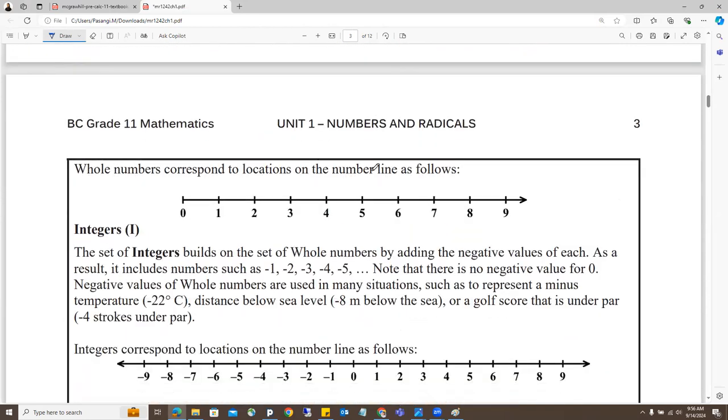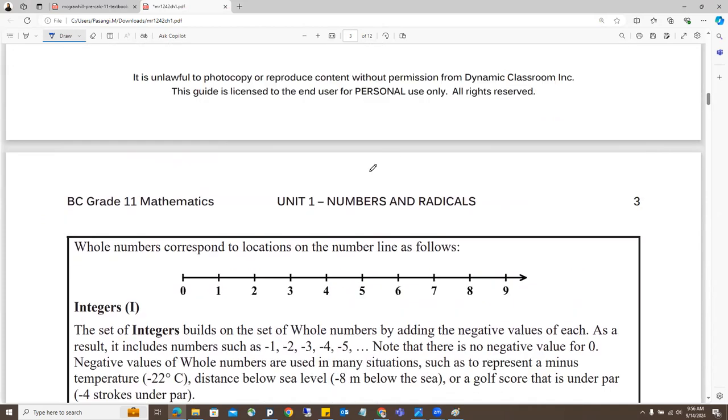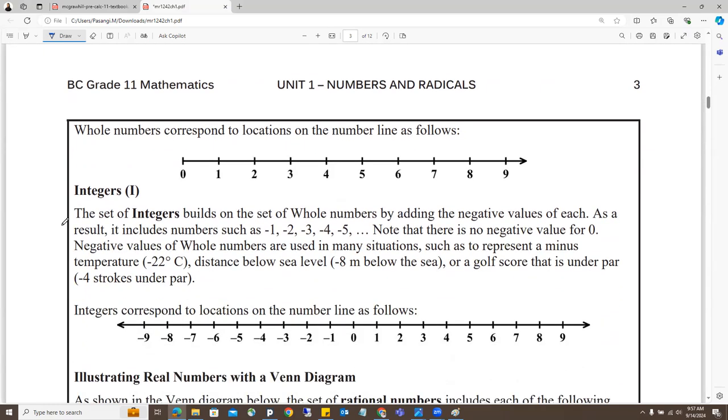Then we have the integers. Here they have drawn the whole numbers corresponding to the locations on the number line as follows. Here 0 to 9, we can draw like this. Now the integers. The set of integers builds on the set of whole numbers by adding the negative values of each. We have positive integers as well as negative integers.